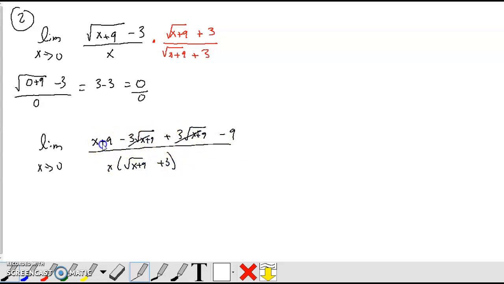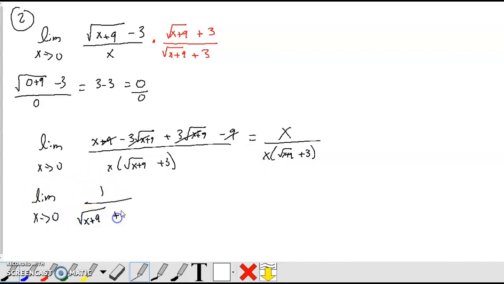Those are going to cancel away, leaving you with just an x over x with our radical. The x's are going to cancel away as well. So the limit as x approaches 0 will be 1 over this lovely denominator.